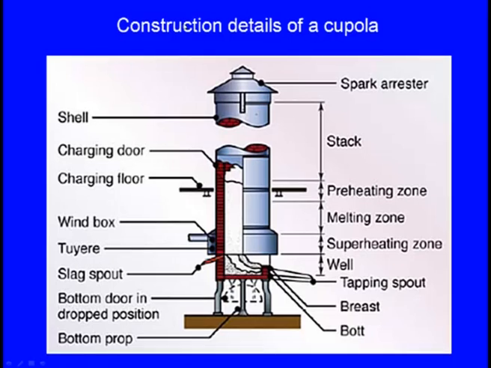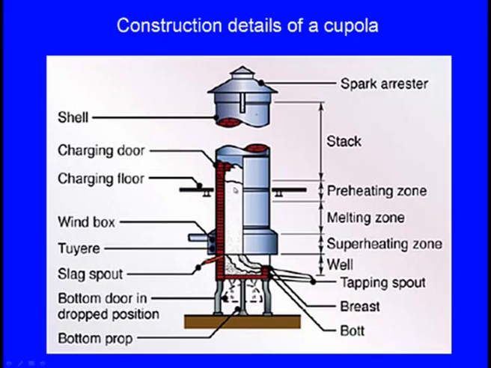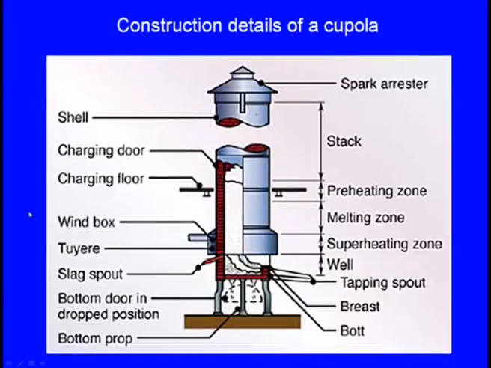Now this is the construction details of a cupola furnace. Just now we have seen that the cupola means a cask or a barrel. Now here we can see there is a barrel kind of structure, a cylindrical structure. Now there is a steel ceramic shell, and this is the charging door. Charging means an entrance through which we place the charge. Charge means the molten metal or the solid metal to be melted, that is the charge. We place the charge, along with that we put the fuel and also the flux, right.